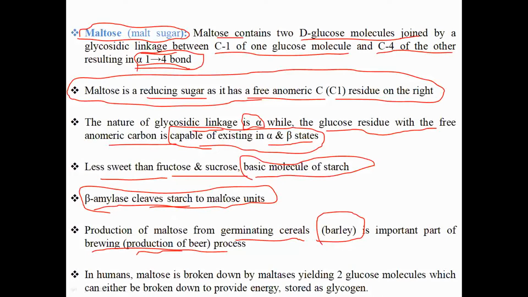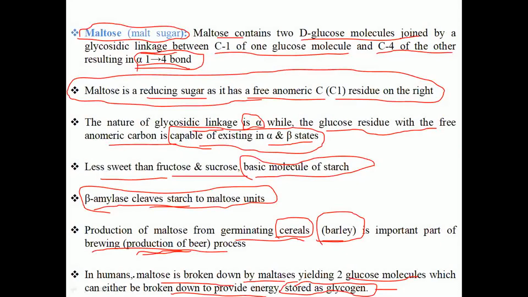So maltose is produced from germinating cereals. The most important cereal is barley, and this is the most important part of brewing, the production of beer commercially. In humans, maltose is broken down by maltase enzymes, yielding two glucose molecules, which can either be broken down to provide energy or stored as glycogen and used in future energy requirements.